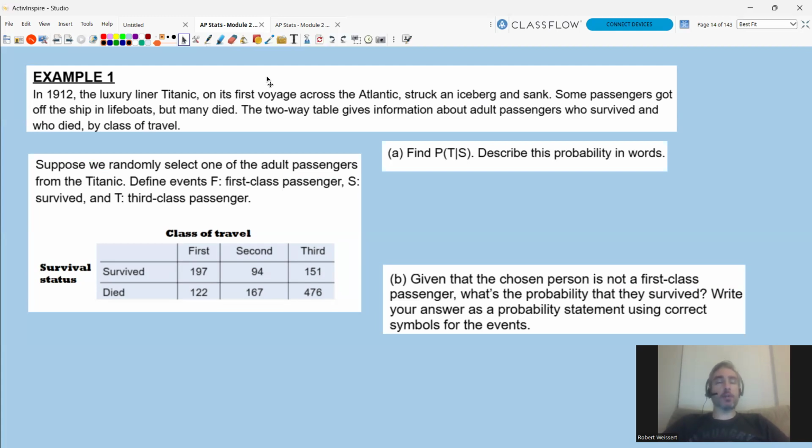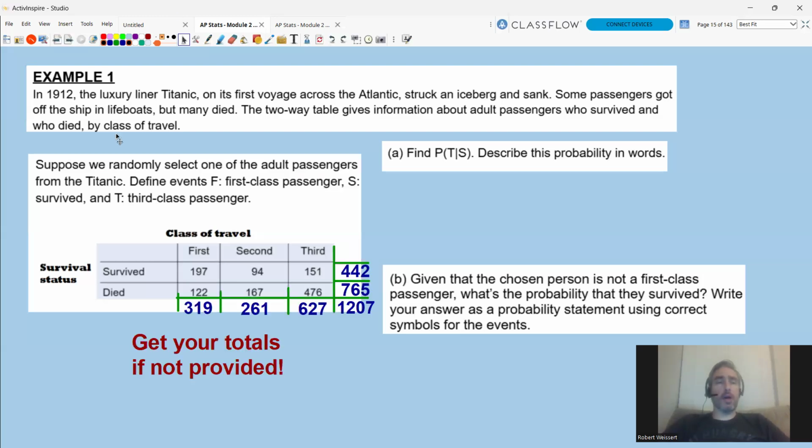We got a few questions to answer, but importantly on this problem, it's good to have your totals before you do any of the work. So you want to go ahead and add your firsts, your seconds, your thirds, your survived, your died, and your overall totals. That way we can work with those a little bit easier. So do that if you haven't done that.